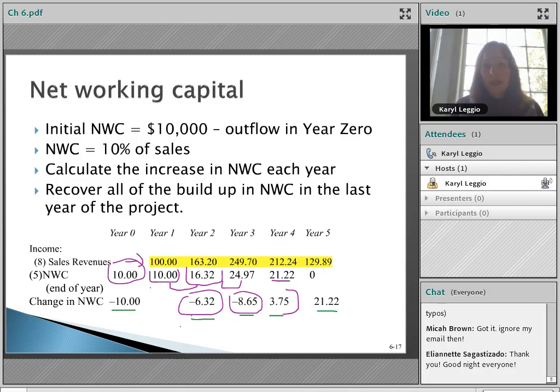So in year 5, we're not going to keep buying raw materials. We're going to use up all of that working capital. We're going to collect on all of our accounts receivables outstanding. So in year 5 of this project, as we're wrapping things up and we're salvaging the equipment and we are getting recovery on the warehouse that we used, we're also getting recovery on working capital, and we're going to have a cash inflow of $21,220 in the 5th year of the project.